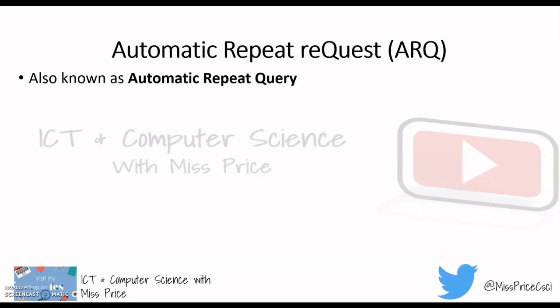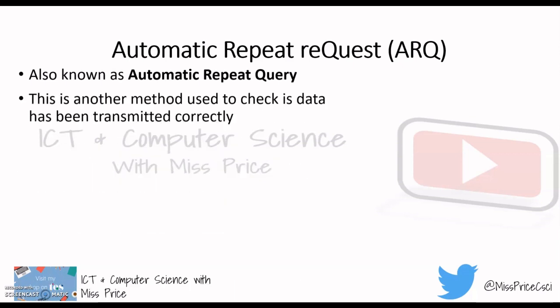This is a very, very straightforward error check method. Obviously for GCSE you only need to know what it is and to be able to identify it, but for A level we're going to have to go into more detail. But for GCSE, this is what we need to know. It's a method used to check that data has been transmitted correctly. Of course, that's what we do all the error checks for.